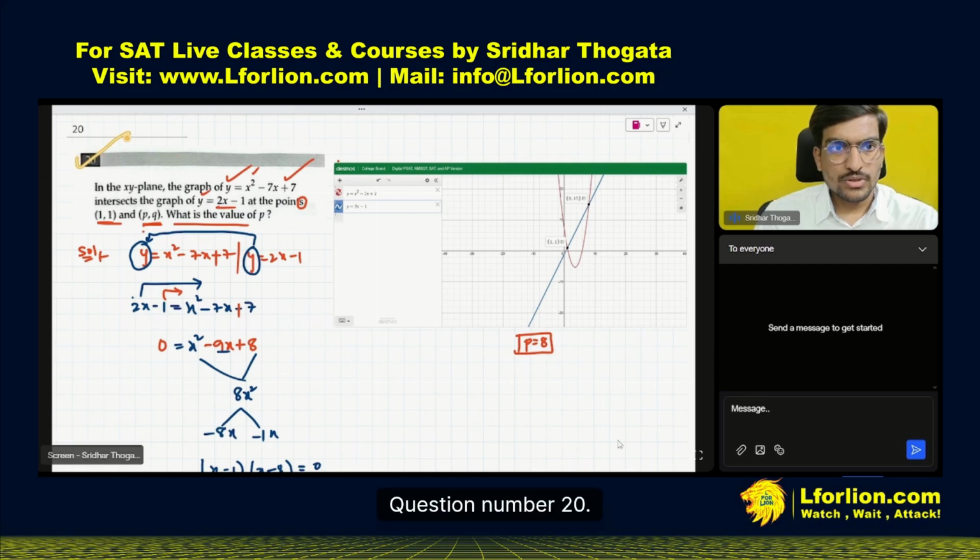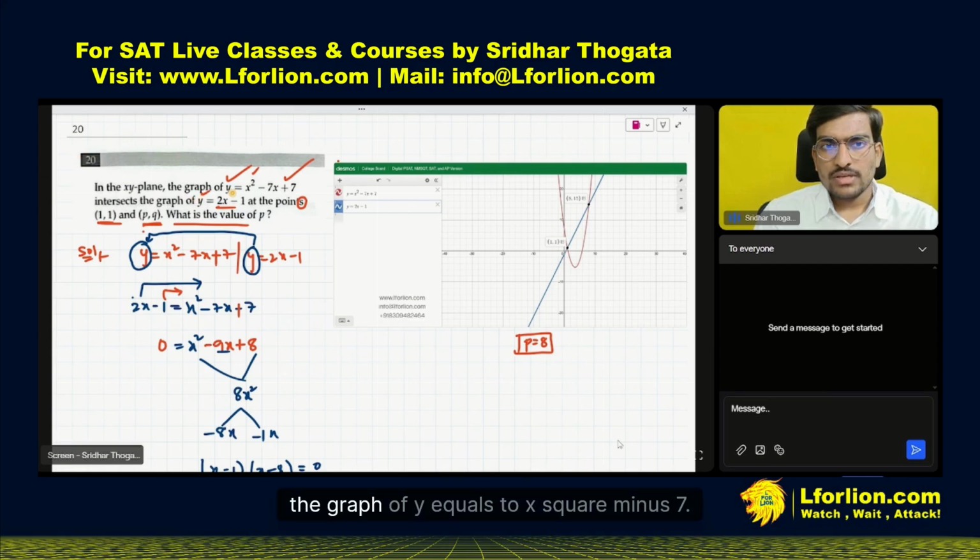13.1 question number 20. In the xy plane, the graph of y equals x squared minus 7x plus 7 intersects the graph of y equals 2x minus 1 at the points (1, 1) and (p, q). What is the value of p? So it is so easy.